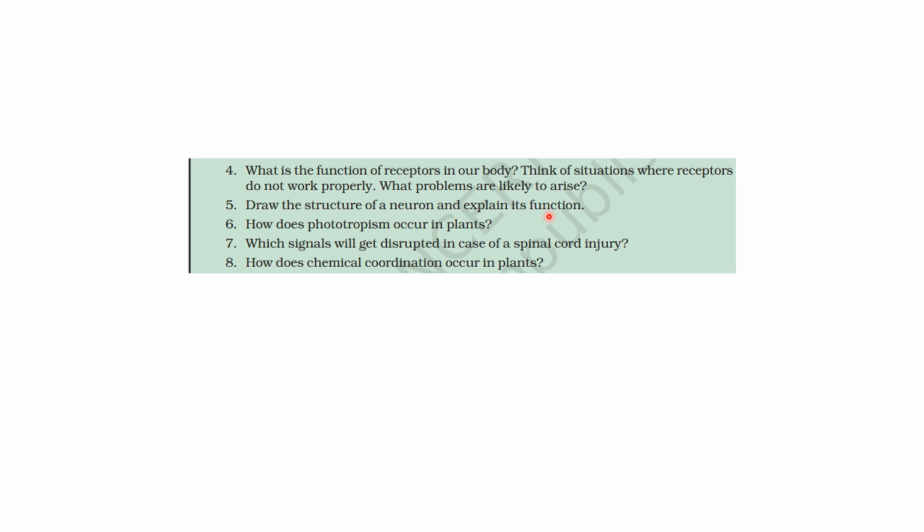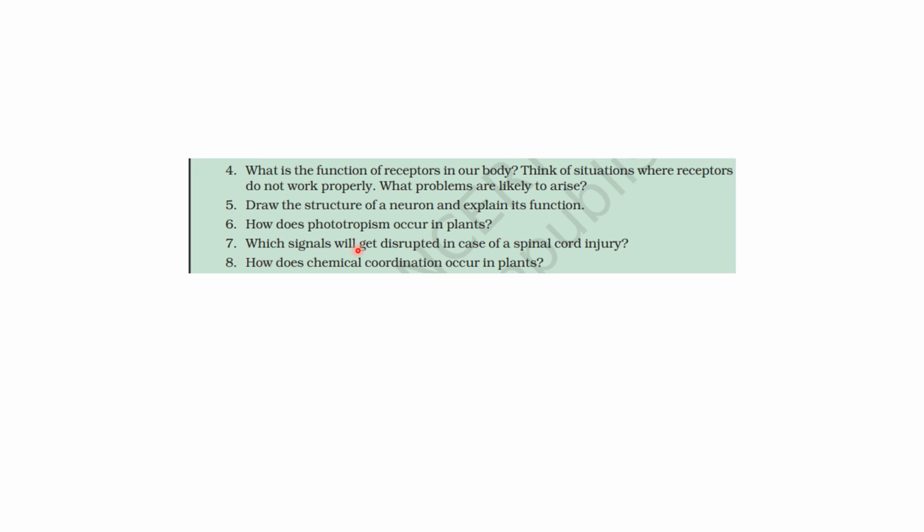Sixth one is how does phototropism occur in plants? So phototropism is the growth of a plant in response to light. Auxins accumulate on the shaded side of the plant. ठीक है, cells on the shaded side elongate more than those on the lighted side. ठीक है, this causes the plant to bend towards the light source, right?